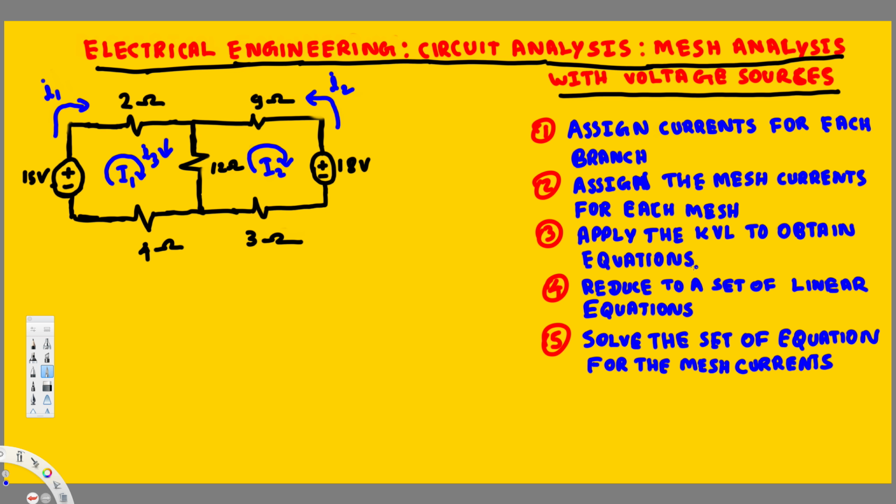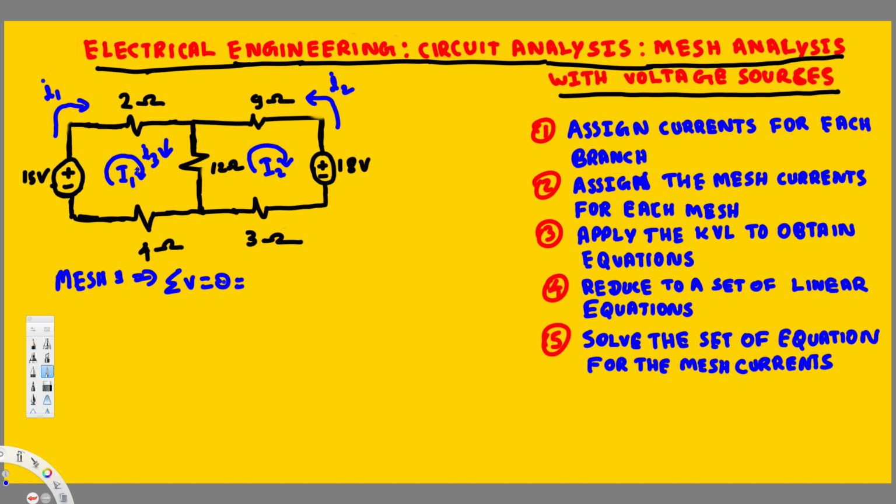Kirchhoff's voltage law says that the summation of the voltage in each loop or each mesh is going to be zero. Now let's take mesh one, and the summation of voltage must be zero. So from this one we can create equations. Now let's see what we get.